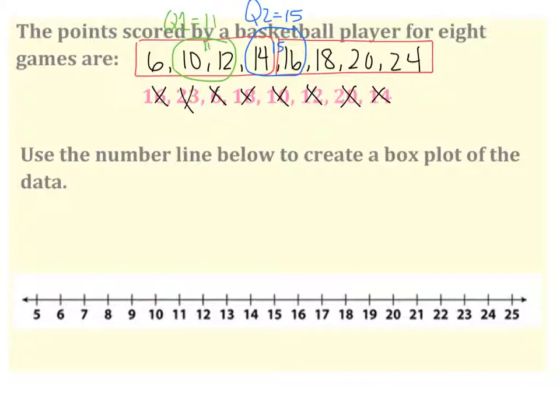Same thing in the upper half. Your upper half is 16, 18, 20, and 24. So that means your quartile 3 will be these 2, which is 19. So it's pretty much the exact same thing. You just have to be able to circle the correct data.